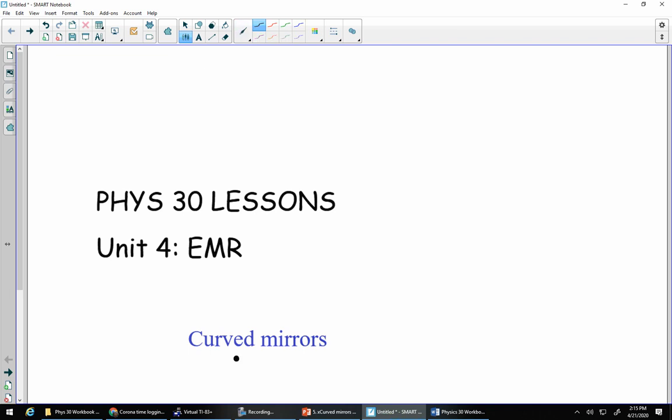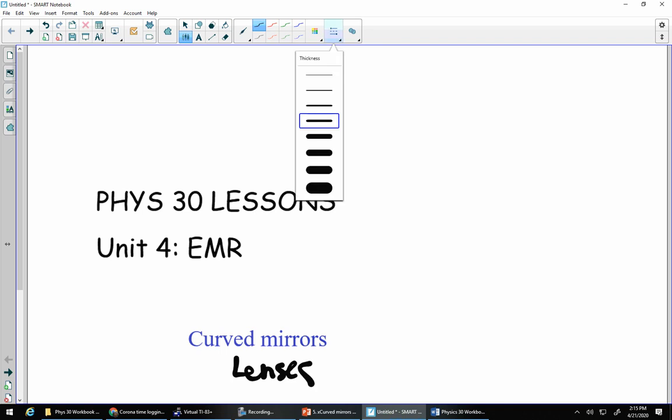I don't know why it doesn't say that up there. Lenses. Now it does, in a really thick marker. Curved mirrors and lenses. This is lesson six, by the way. The workbook can be a little tricky to follow along with, but it does go fairly well, and I'll let you know if we need to skip around or have a look at anything in particular.